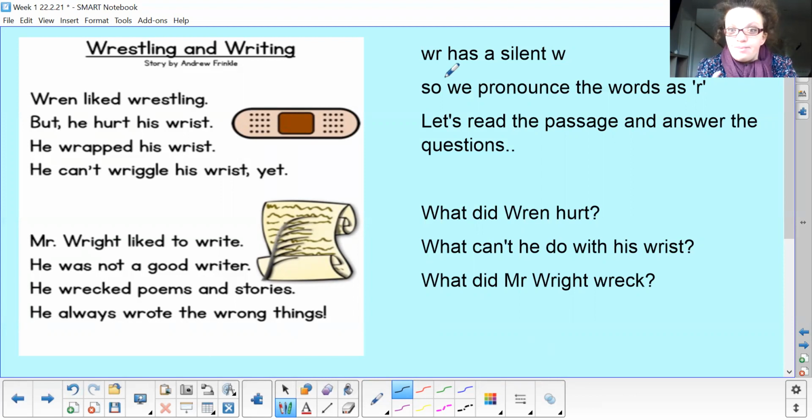Okay, our quick reading starter today is looking at the R sound, but sometimes in words it's spelled with a W in front of it, and that W is silent. So we pronounce the words with the R sound at the beginning. The text is called Wrestling and Writing. If you want to pause the screen and mute me and read it yourself, you can. Or if you'd like to listen to me read it, I'm going to read it now.